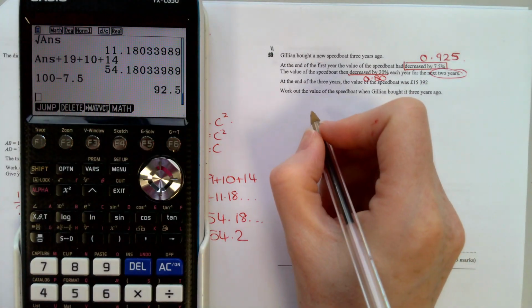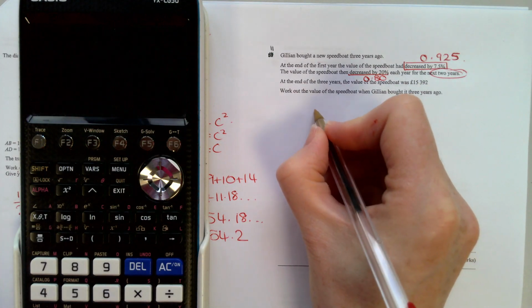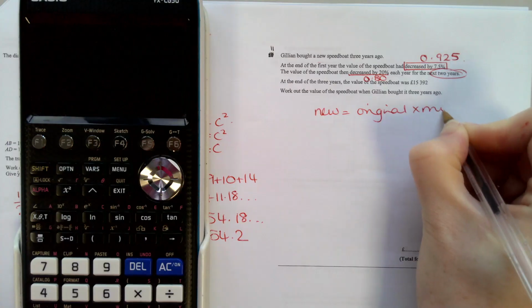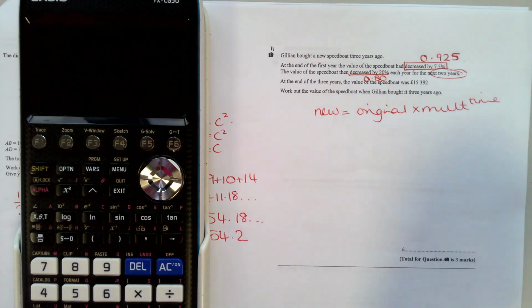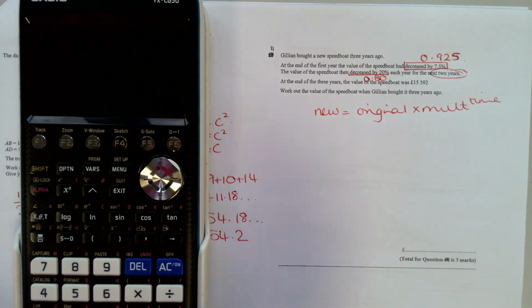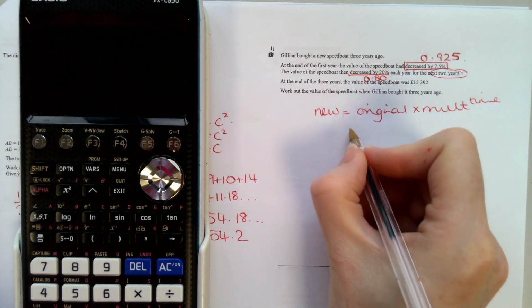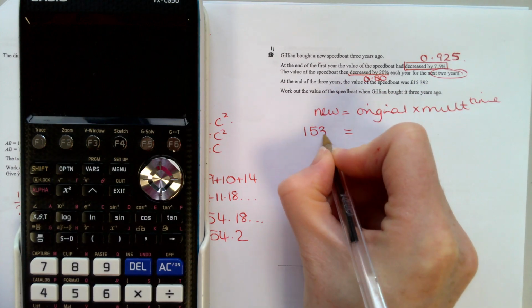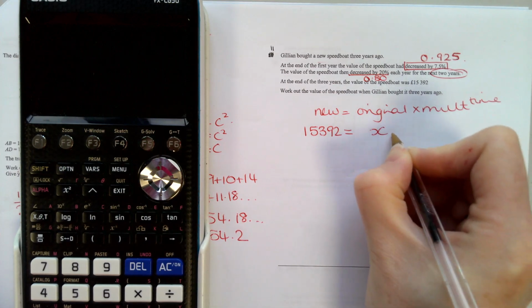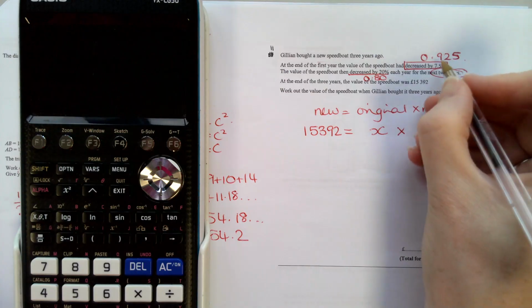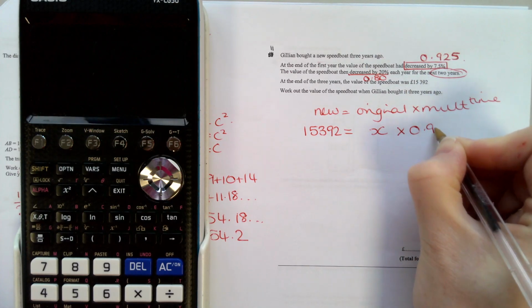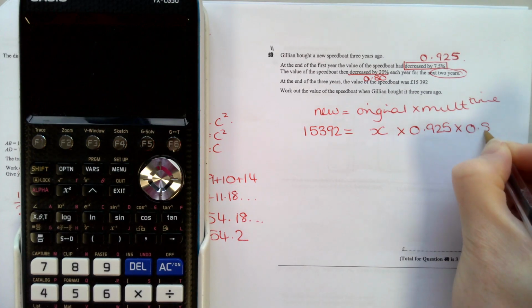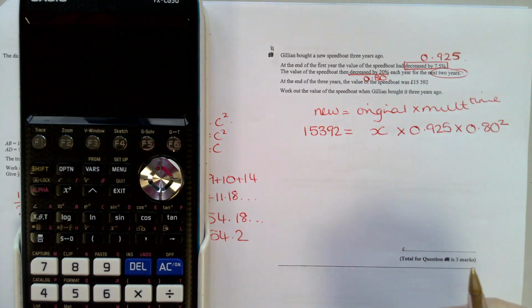Right, this is a percentages question, so I've got new is the original times the multiplier to the power of time. That's my general equation I'm going to start with. At the end of the 3 years, the value was, so this is my new value. I don't know what my original amount was, but I do know that to start with, this happened to it. It was decreased by 7.5%, and then it was decreased by 20% twice.